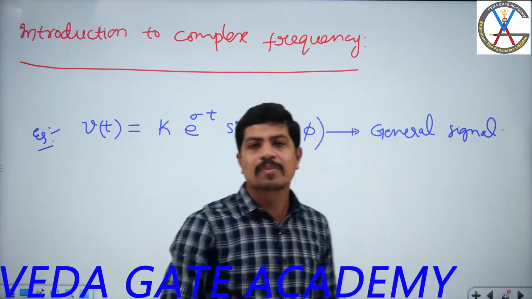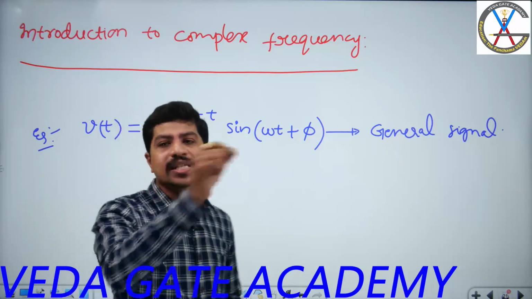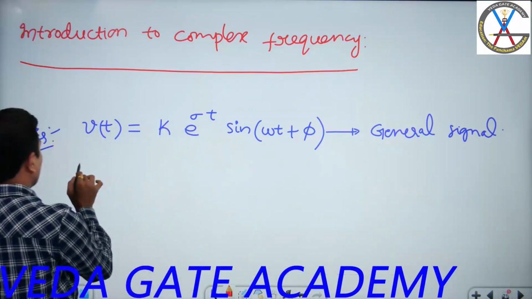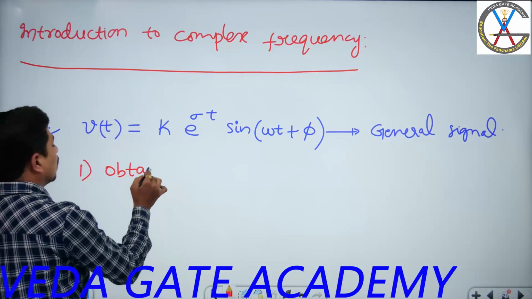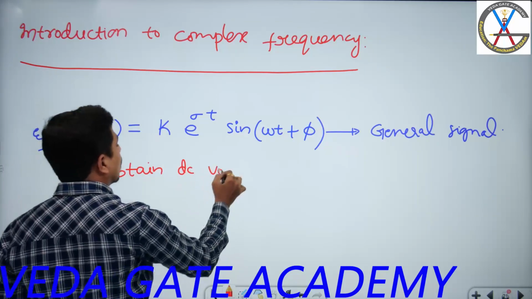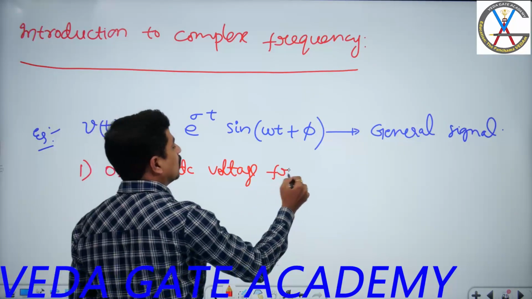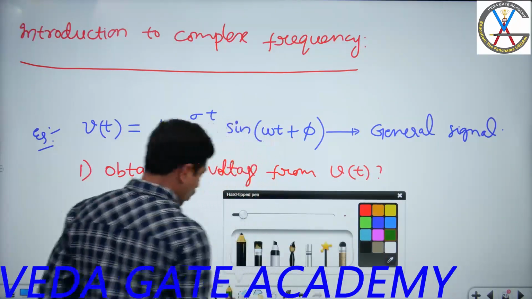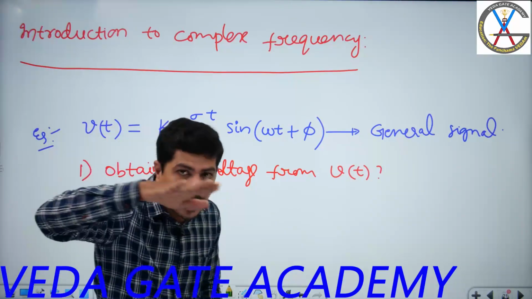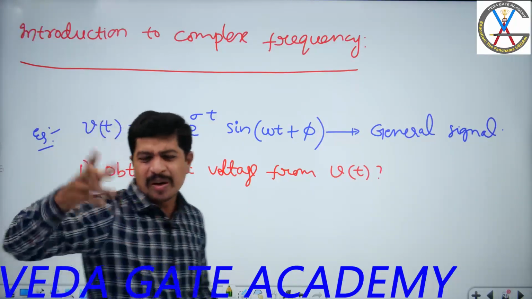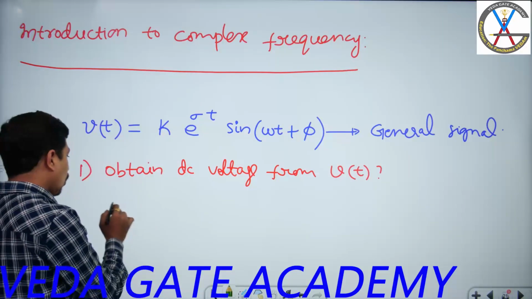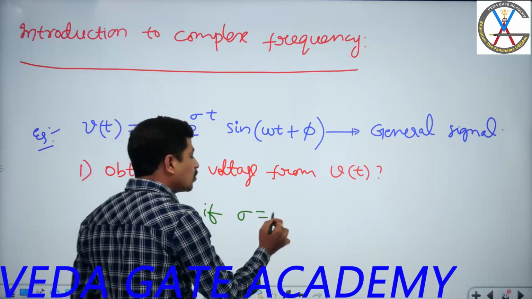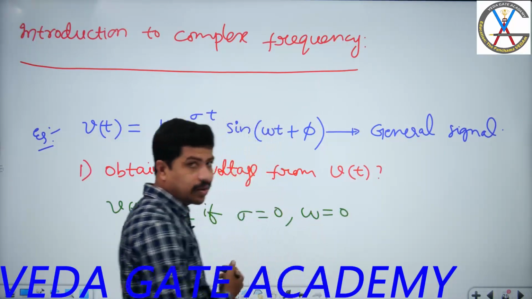Now the first question raised by a student is, sir, how to get DC signal? Obtain DC voltage from V of t. Now, how to get DC? DC means a constant value which is not changing with respect to time, neither decrement nor increment. It should be constant. Now, V of t is equal to DC if sigma equal to 0 and omega equal to 0.